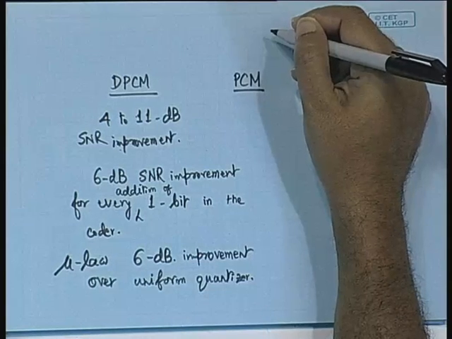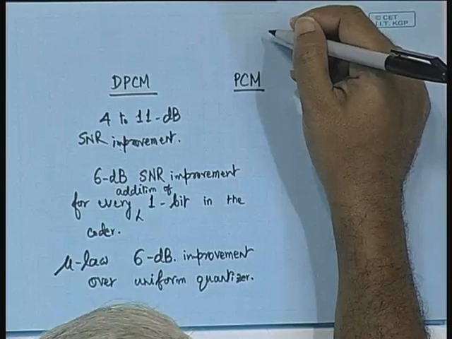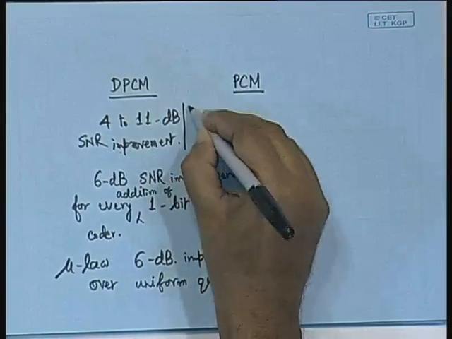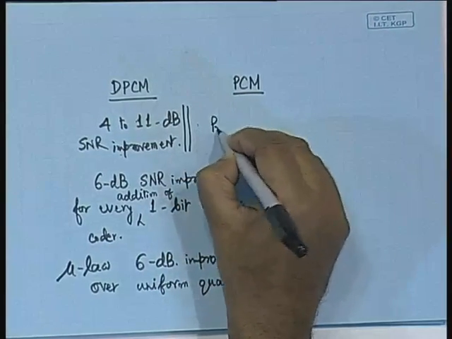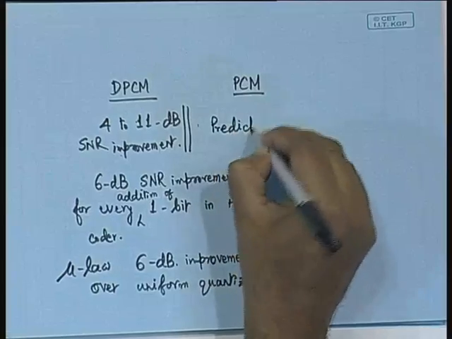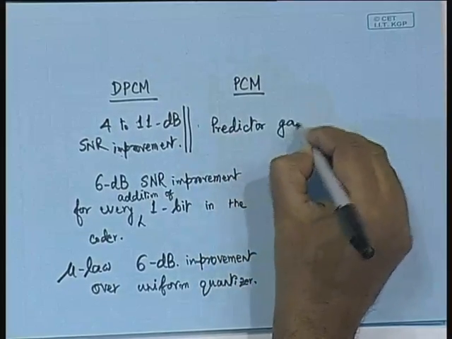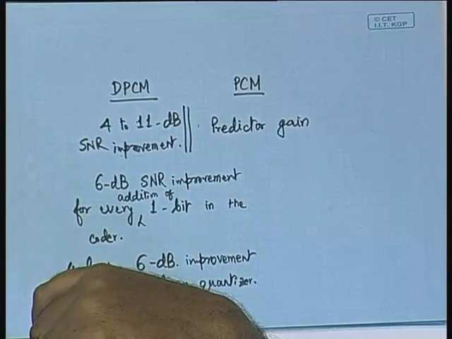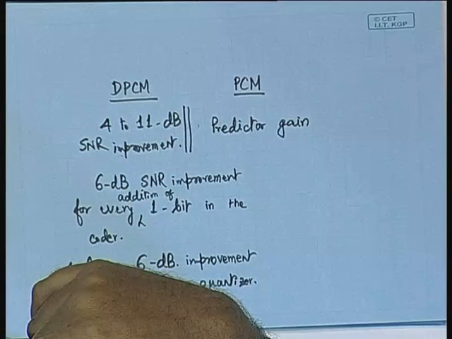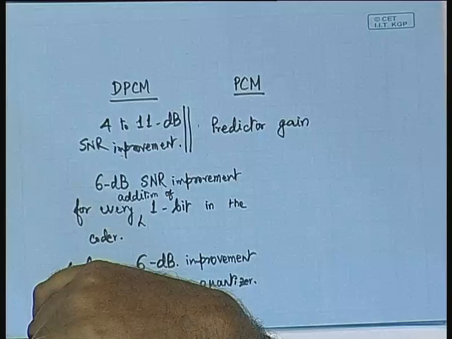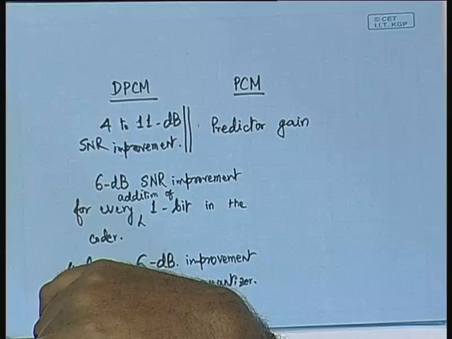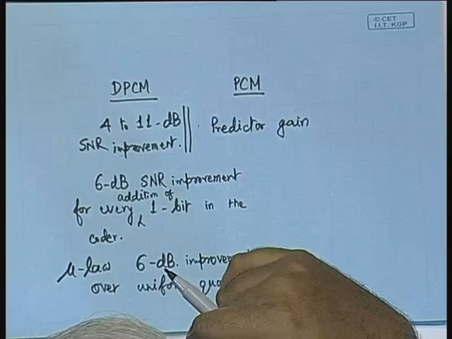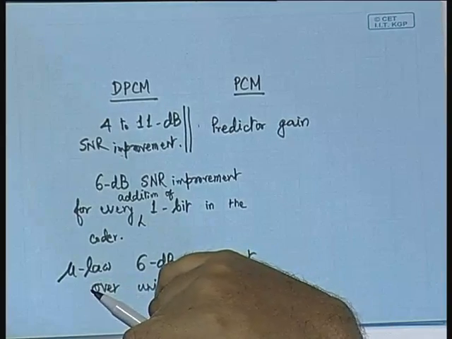Any questions? If you're saying 4 to 11 dB is SNR improvement, then sir, this 4 to 11 dB of SNR improvement is simply because of the predictor gain. So this is arising from the predictor gain. So we can't get both the gains together, the 6 dB for every 1 bit and the 4 to 11 dB SNR, because over there we are assuming that the bit rate is reducing and that's why we are getting that gain in SNR, and over here you are again increasing the bit rate.